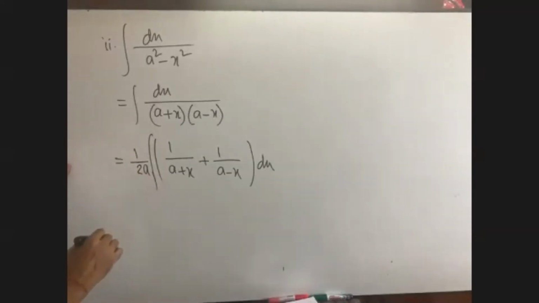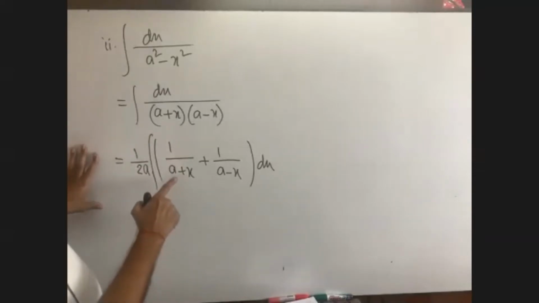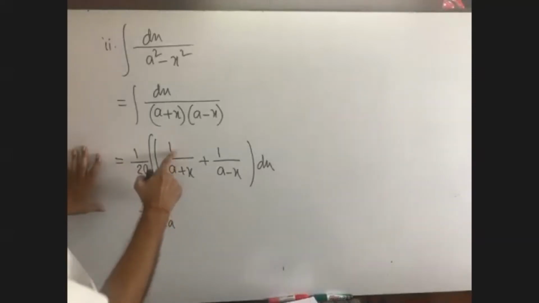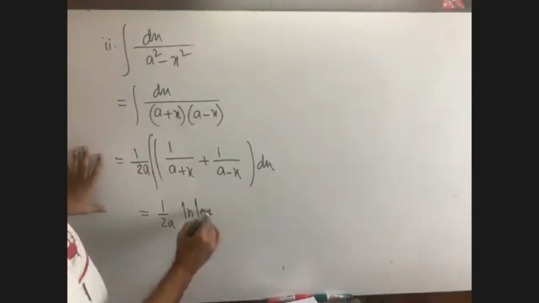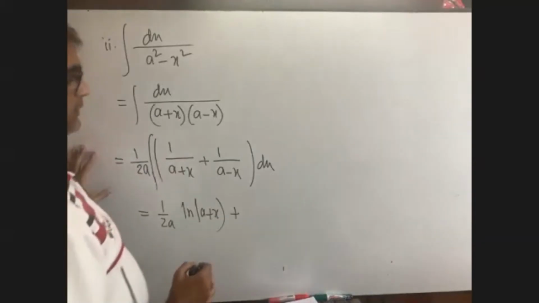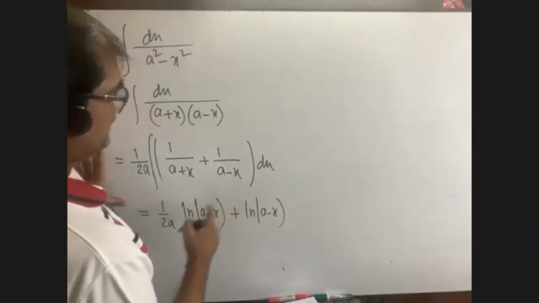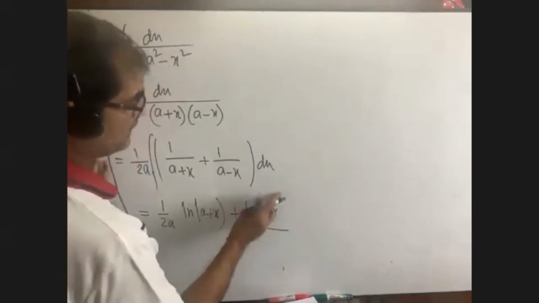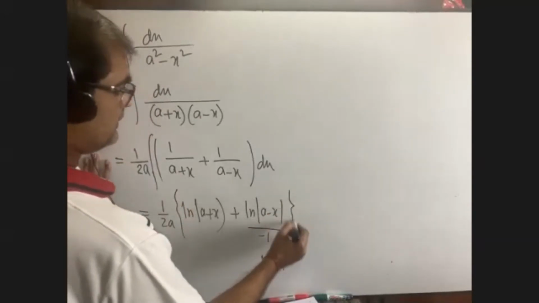Okay, just see. Now you see, it is 1 by 2a. It is 1 by 2a. Now let me know, what is the formula of this? ln of a plus x? Talk to me, ln of a plus x, plus ln of a minus x, and the coefficient of x is what? Minus 1 divided by minus 1, plus c.